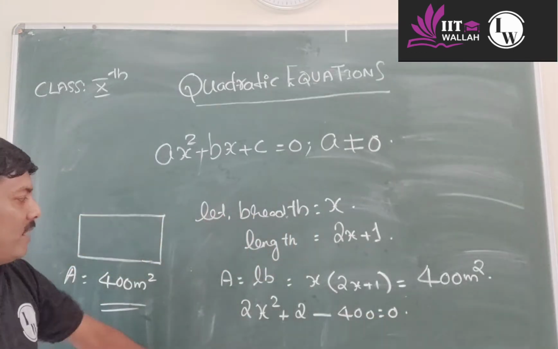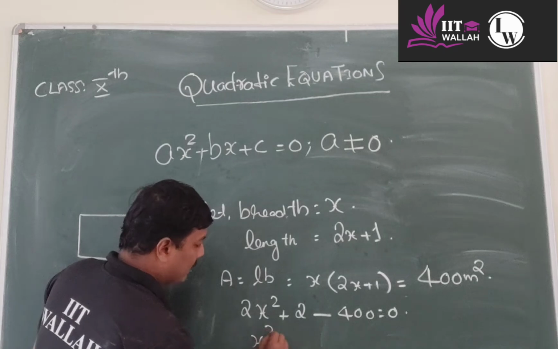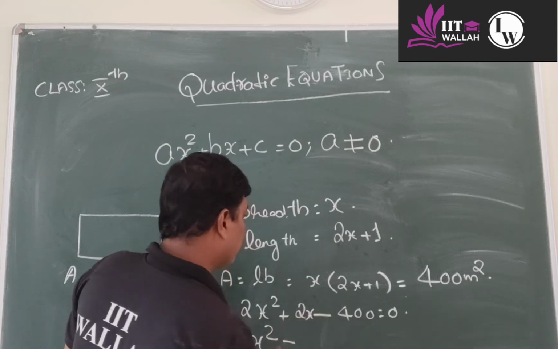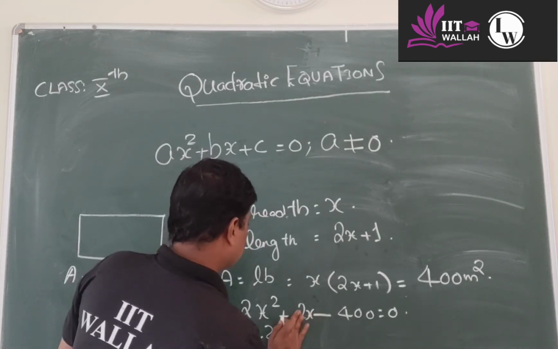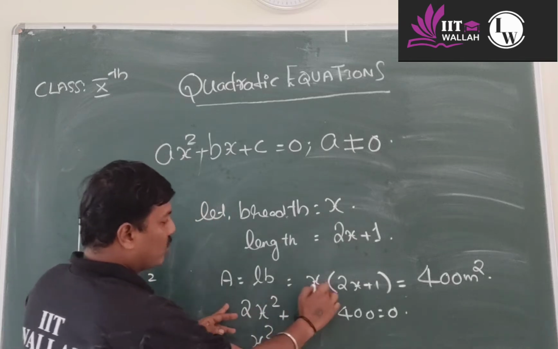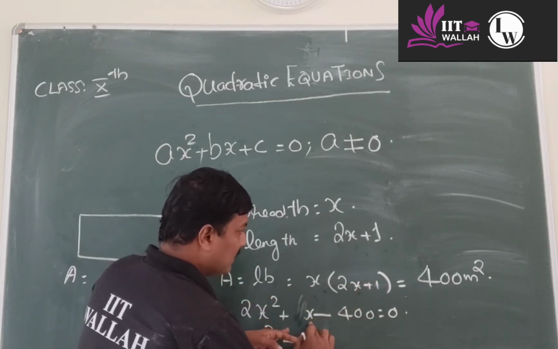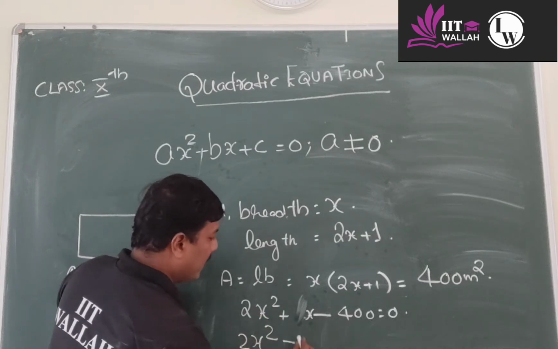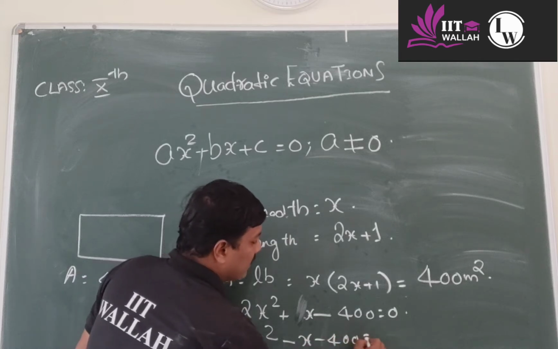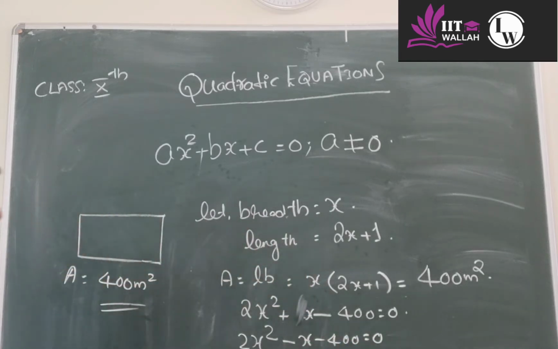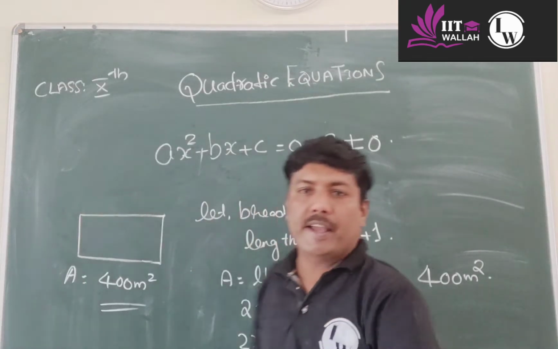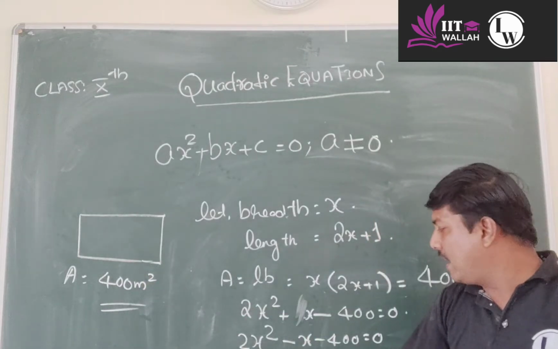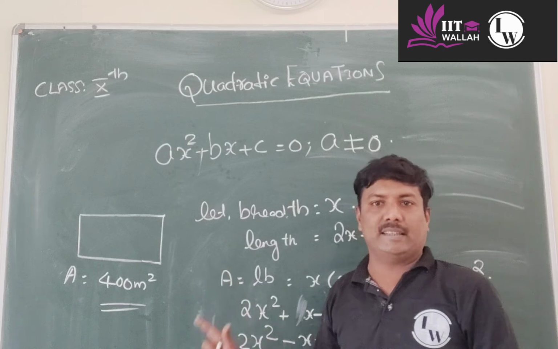See? Now it will become 2x square plus x minus 400 is equal to 0. Okay? This is the quadratic equation we want here to solve this problem. Okay? So here, how can we solve this? That is what we are going to discuss in this chapter.